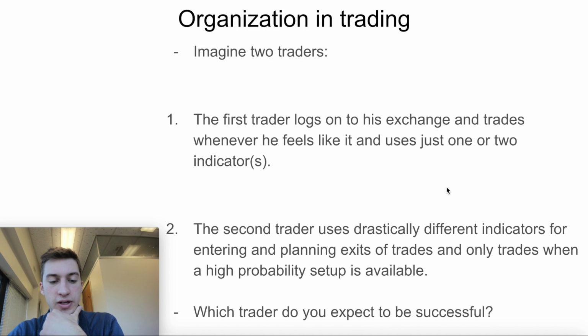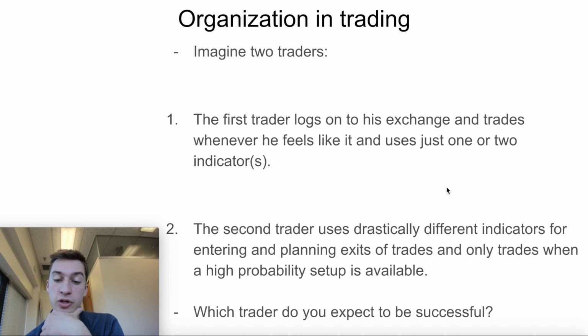All right, let's talk about what this three-step process is and why you would want to use it. Well, imagine two types of traders. Imagine that one trader just logs into an exchange. A typical retail trader uses RSI and just trades whenever he feels like it. Whenever he goes into a loss, he just holds his position, and whenever he goes into a slight profit, he sells at a profit.